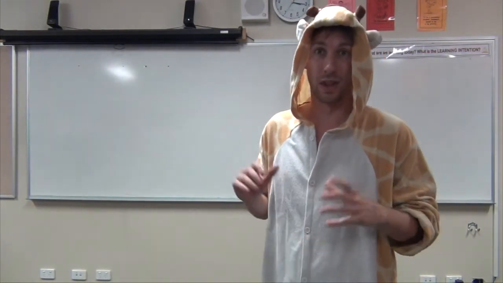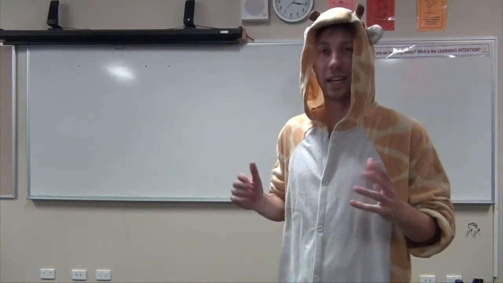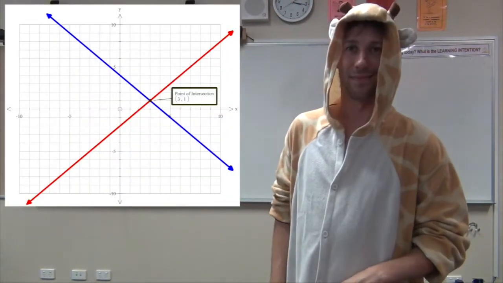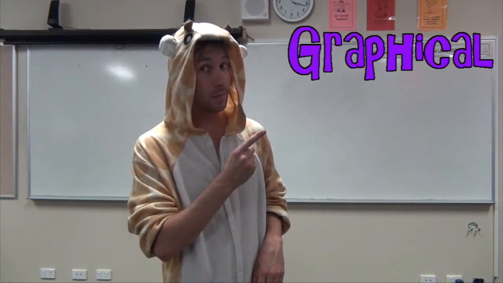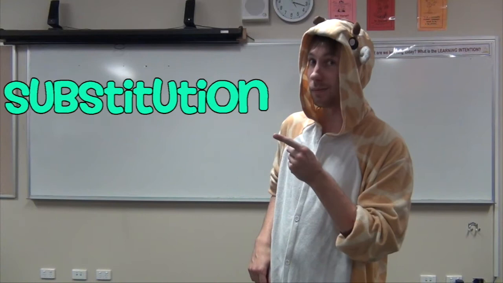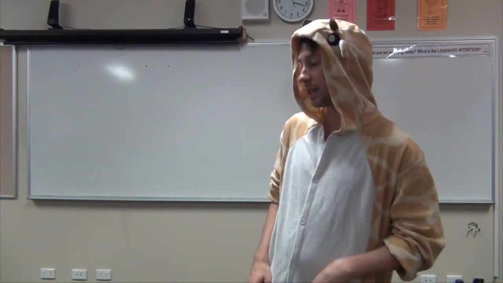Now, as I alluded to in that story, we use simultaneous equations to find the point of intersection between two lines. That is, where two lines cross. Now, there's actually three strategies that we can use in order to solve simultaneous equations. The first one is the graphical method. The second one is the substitution method. And the third one is the elimination method.